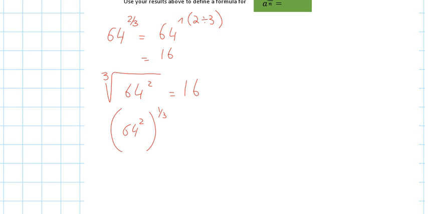Okay? Now, if I have exponent to the exponent, what do I do? Multiply. What's 2 times 1/3? 2 over 3. That's 2 over 3, right? So look what's happening. Whatever is in the denominator of the exponent, we know that it's going to go in the root, and whatever is in the numerator is going to go as your exponent.